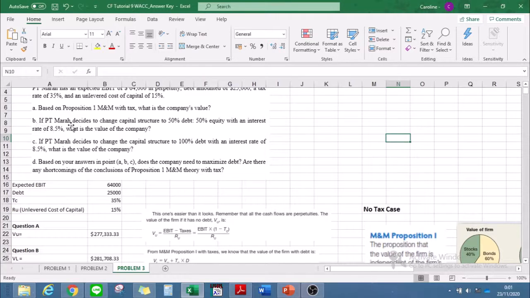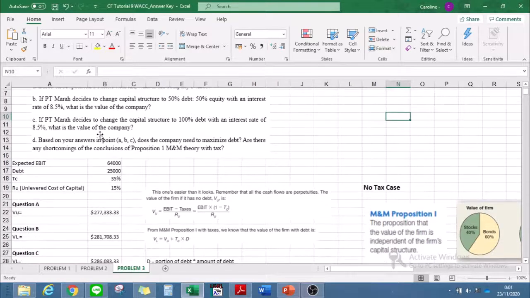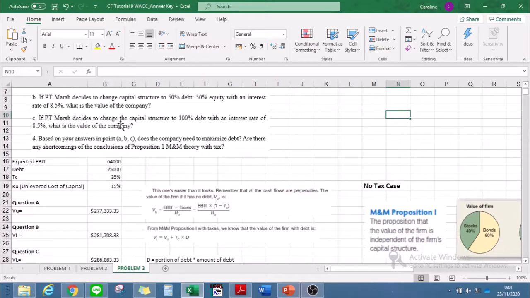And then if PT Mara decides to change capital structure to 50% debt, 50% equity with an interest rate of 8.5%, what is the value of the company? And if PT Mara decides to change the capital structure to 100% debt with an interest rate of 8.5%, what is the value of the company? And based on the answers in points A, B, and C, does the company need to maximize the debt? And are there any shortcomings of the conclusion of proposition 1 M&M theory with tax?